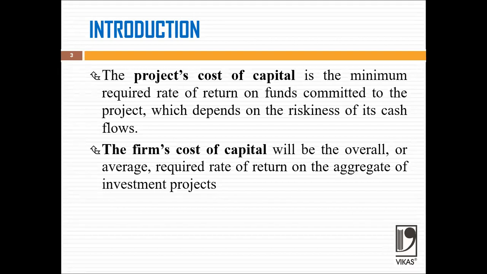Each source of finance has its own required rate of return, its own cost of capital. Equity capital has a different rate, bank loan has a different rate, preference shares have a different rate, and bonds have a different rate. So it's a mix, right? The firm's cost of capital will be the overall or the average required rate of return on the aggregate of the investment projects. It's a mix. We have to combine.